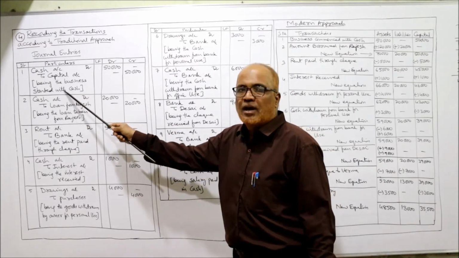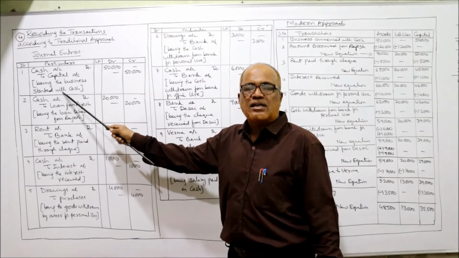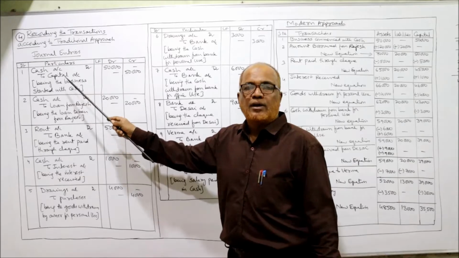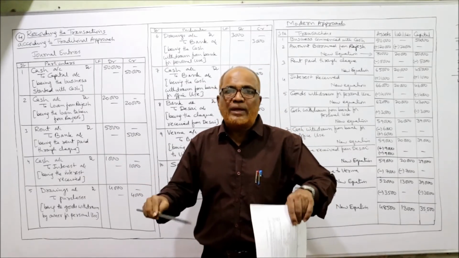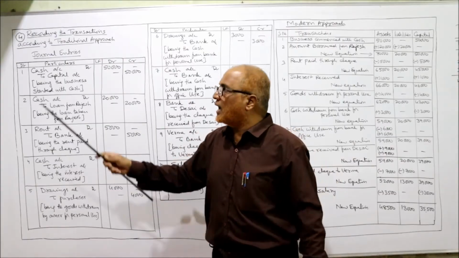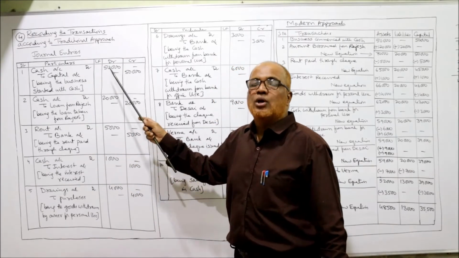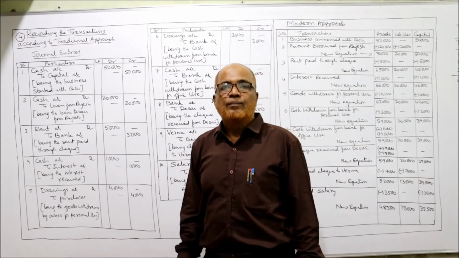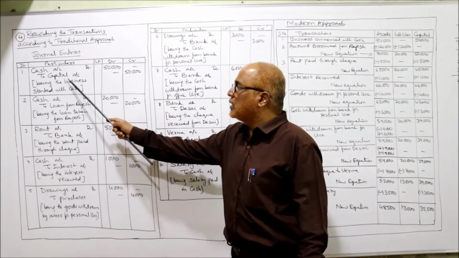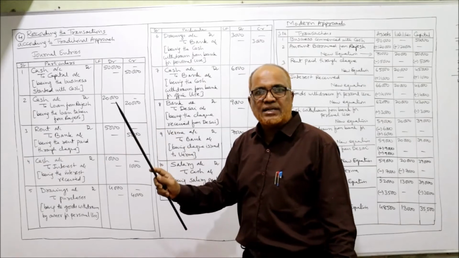This is the narration. After every entry, we have to give a narration, an explanation about the entry. So, commenced business with cash. The cash is coming in, so cash account is debited 50,000. Who is the giver? The owner. When the owner invests money in the business, it is called capital. So, to capital 50,000. First entry over.